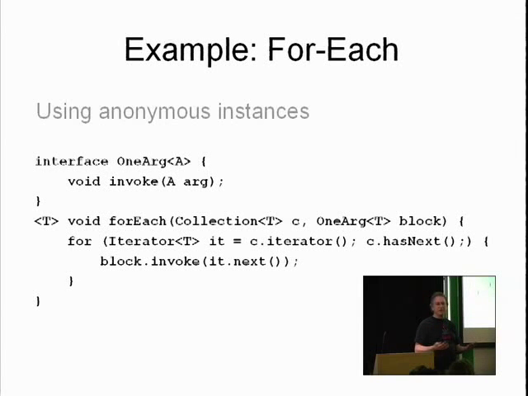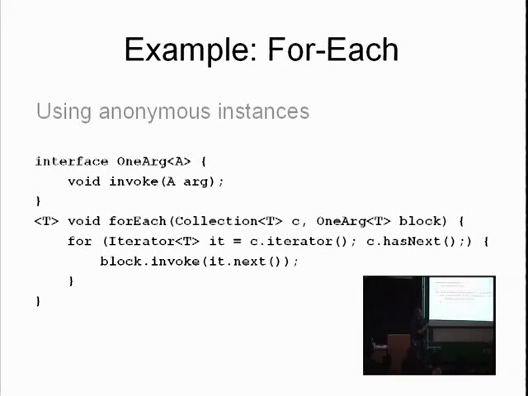It's got to implement some interface. So here we make an interface. It has a method that takes one argument, and it's generic because we want this thing to work for any kind of collection. And here's the implementation of for each. It works for any type of collection. It takes a collection of T and one of these interfaces, a one arg of T block.